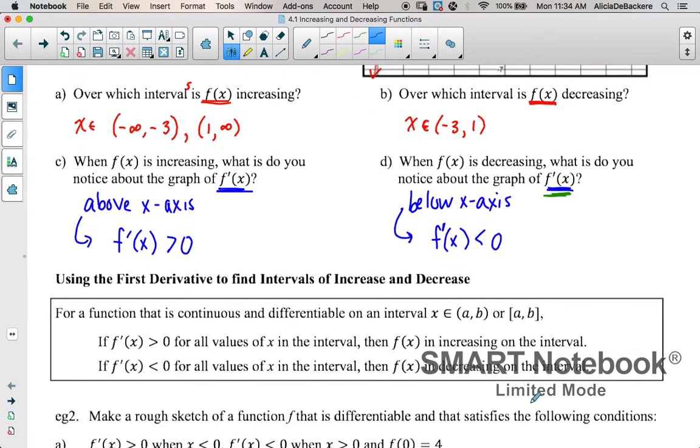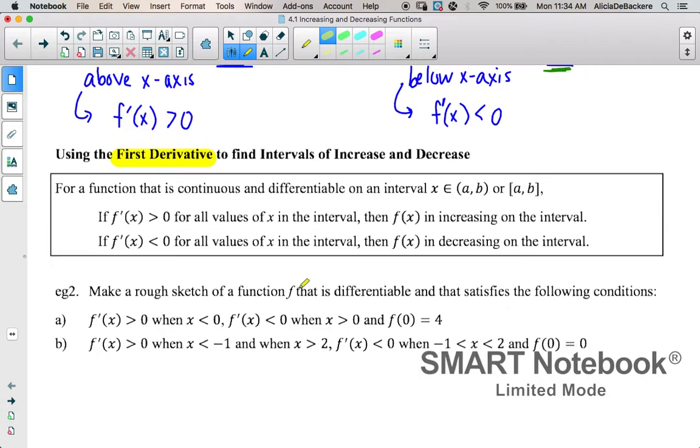And so we're going to use this idea to help us come up with the sketch of the curve. We call this using the first derivative to find intervals of increase and decrease. Sorry, this isn't the first derivative test. I'm going to teach that in a minute. We're going to use the first derivative to find intervals of increase and decrease. So if I have a function that's continuous and differentiable, that means I can take the derivative on some interval from a to b, and I can either be including the endpoints or not. So there's no gaps in that graph from a to b, and it's differentiable there.